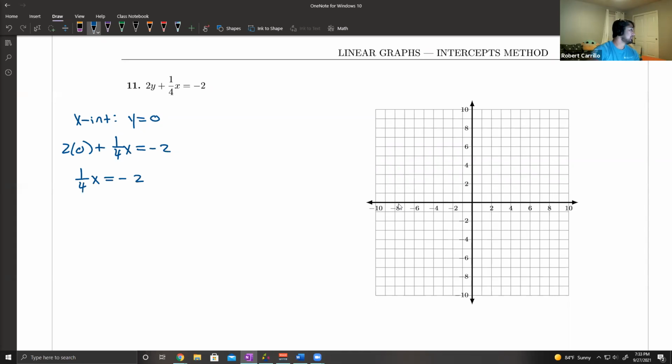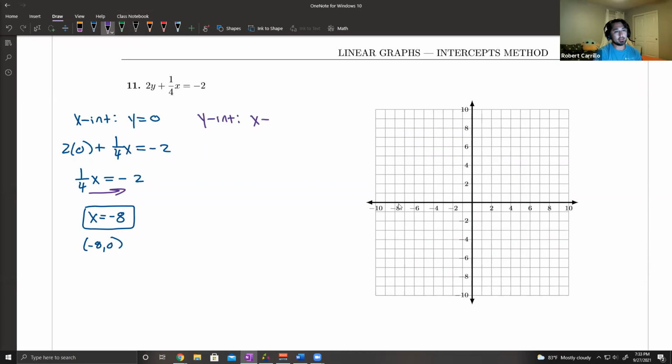And once again, you could divide by 1/4 or multiply both sides by what number? 4/1. Yeah, right. Or we can even just say, hey, 4 times -2, just multiply that to the right side. And x would be -8. And -8, comma 0.